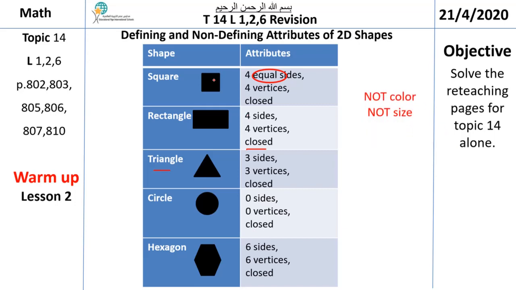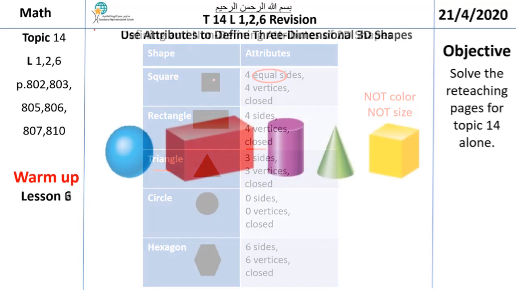So all the squares, they don't have to be black, they don't have to be yellow, they don't have to be orange. The color is not a defining attribute. I do not pick it, I do not choose it, okay? And the size, how big or how small the shape is, it does not matter, okay?